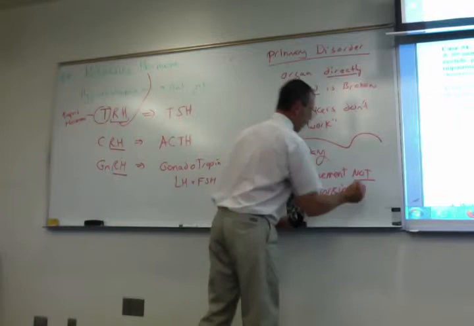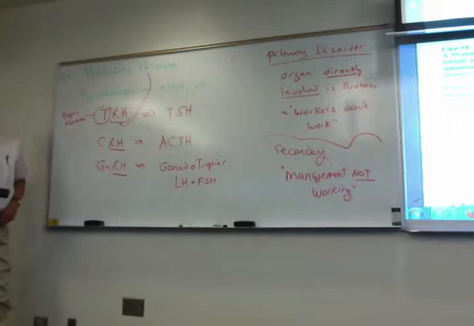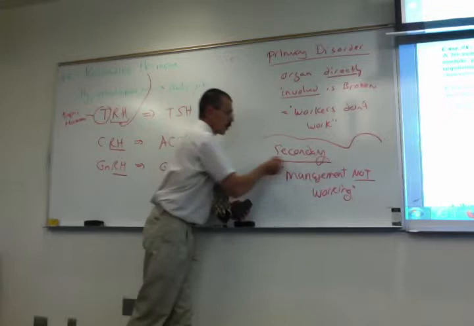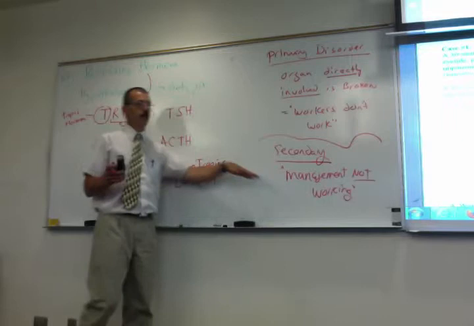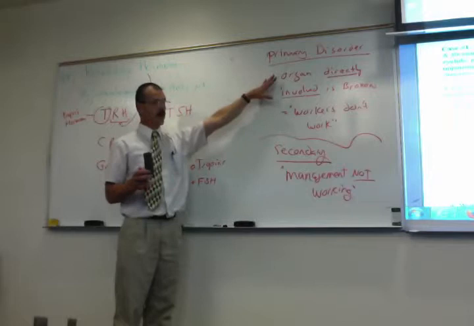Your thyroid is fine. No one gave it an order to go. Right? So in a primary disorder, the organ that should make the hormone doesn't. It's broken. In a secondary disorder, the organ could make it if it got the memo to do so. Can you repeat that one last time? Sure. Okay. Primary, the organ to make the hormone is broken. Secondary, it did not get the order to make it.